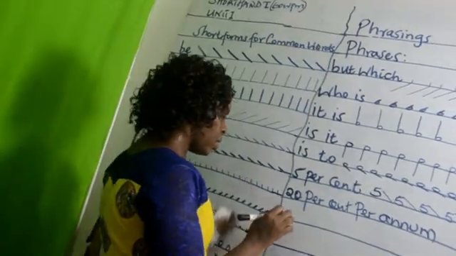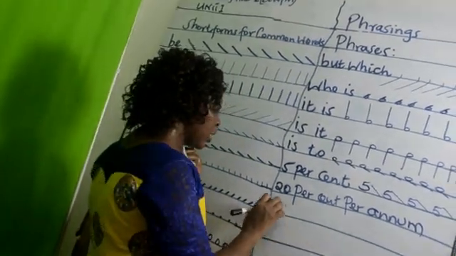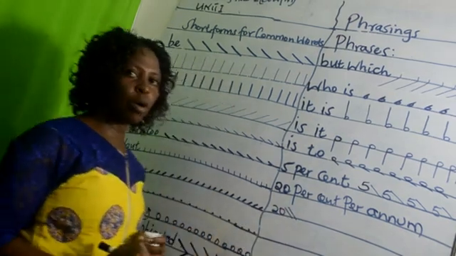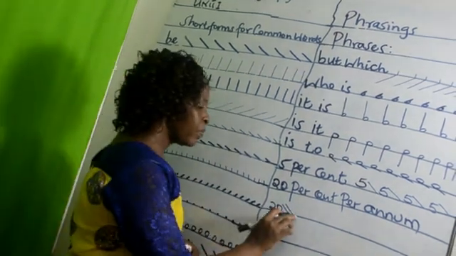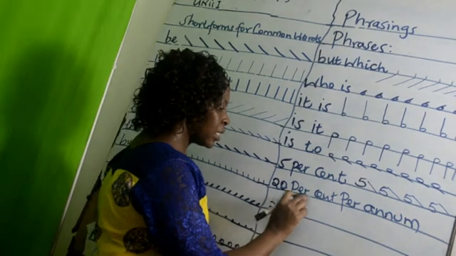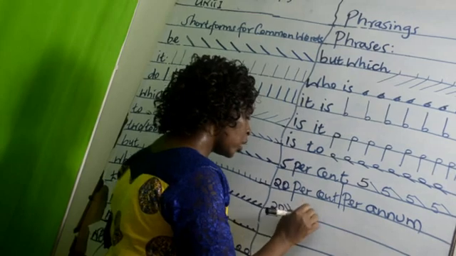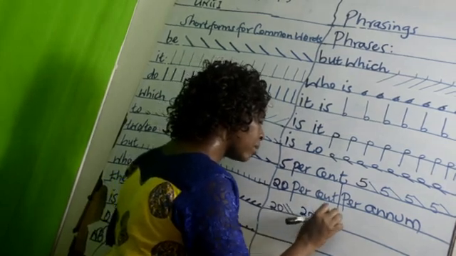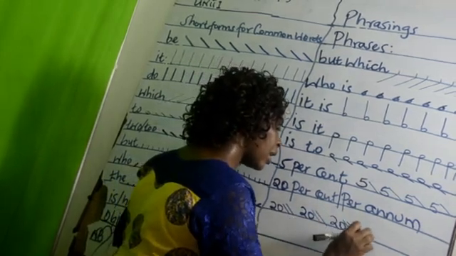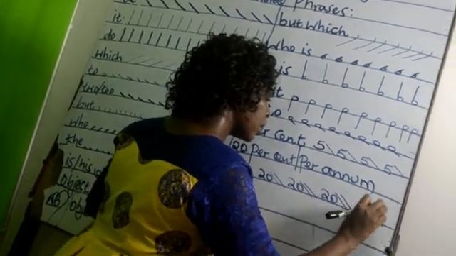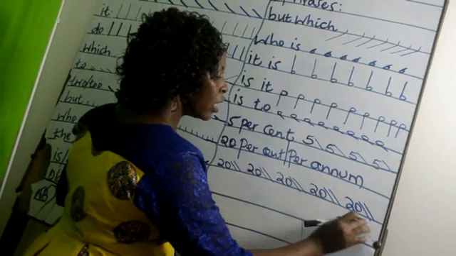Then the other one is 20% per annum. You use the stroke of P. You double the stroke of P. The first P represents percent and the other one represents per annum. 20% per annum, with a double stroke of P.